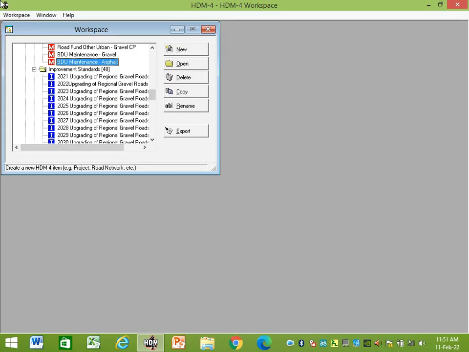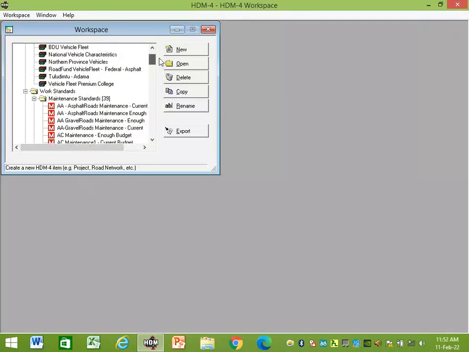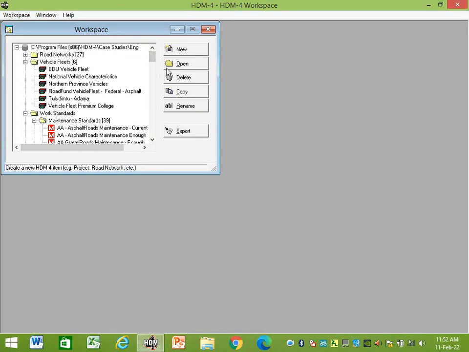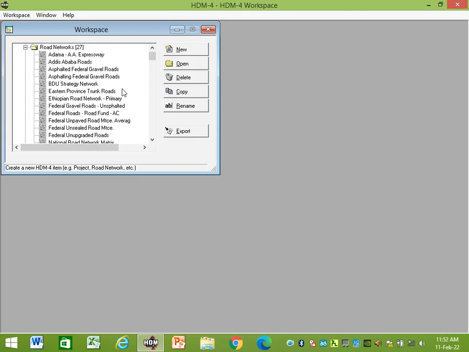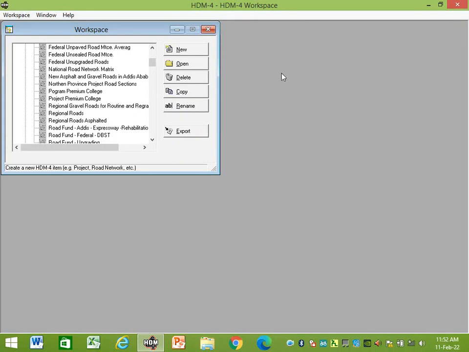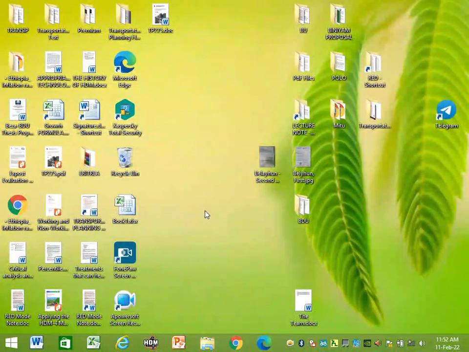Okay. Now if you go to road network, this is the road network. There should be BDU strategy network. It says it is there. Okay.